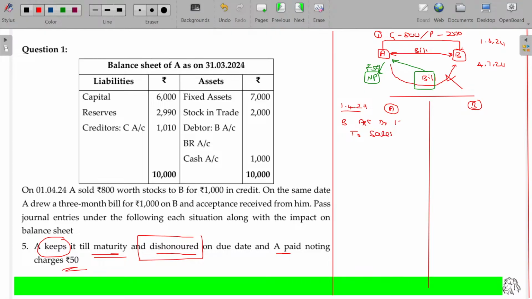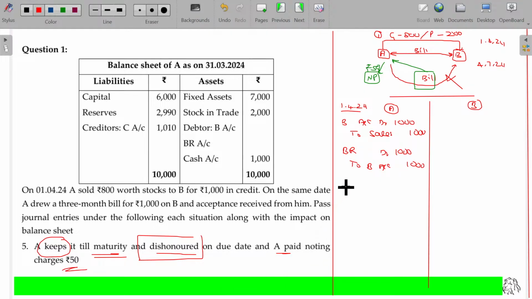This value being 1000 rupees. On the date BR is received from B, the entry being BR account debit to B account, the value being 1000.